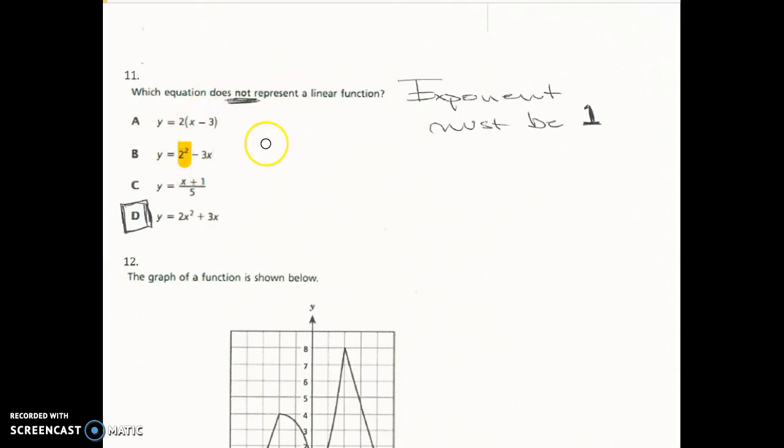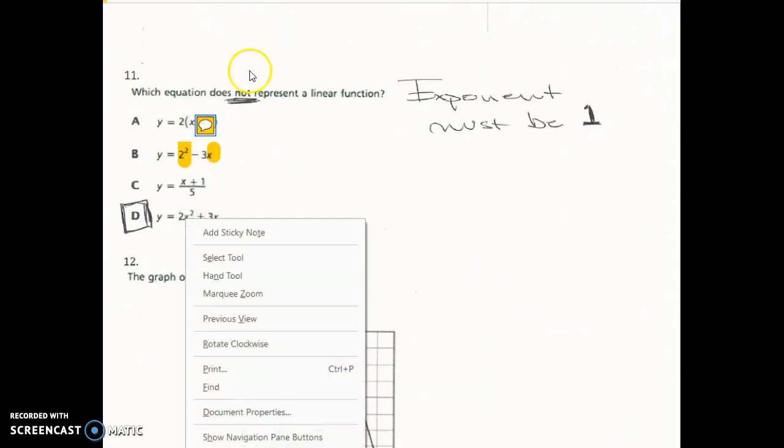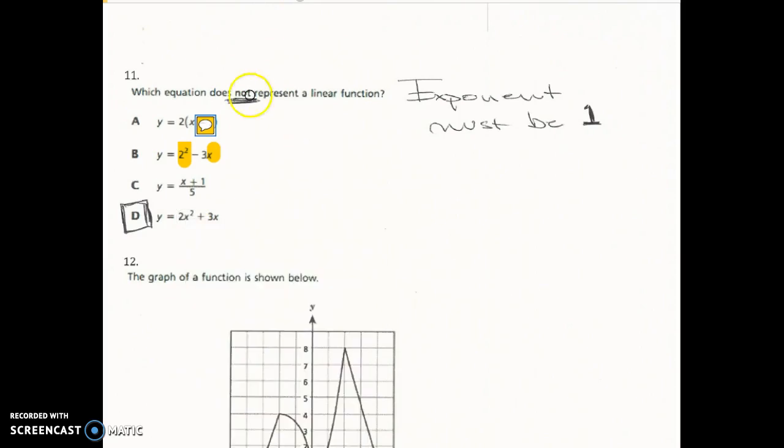This is 2 squared. So 2 squared is okay, but the x is still 1, just like the x here is 1. So this one's okay. And this one, the x is also 1. Here's my problem. The x is 2. So this is the only one, D, that is incorrect because it's 2x squared.